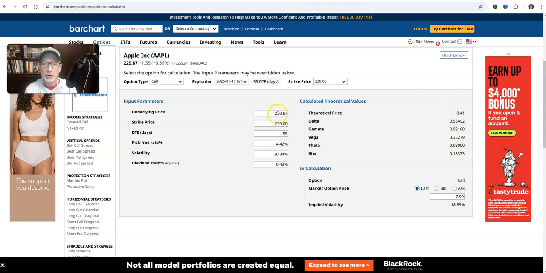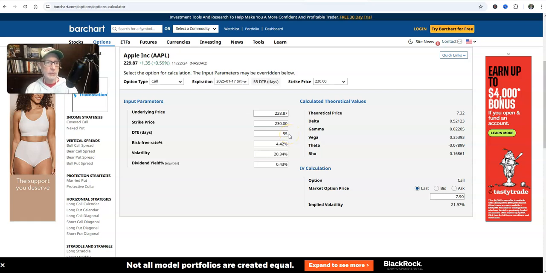Now, if Apple drops by $1, it goes down to 228.87. It's going to lose about 53 cents per contract. Okay, so you can see how that's how Delta works. Everything else remaining the same except for the stock price, Delta will work as it should. Okay, so that's really your lesson here today.